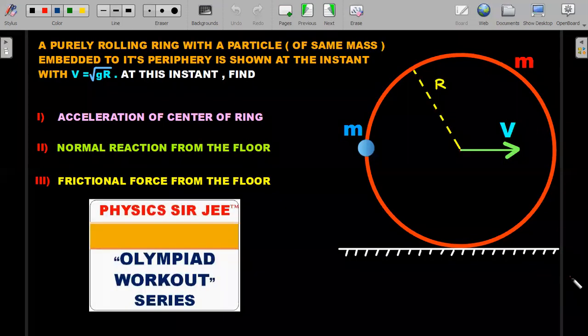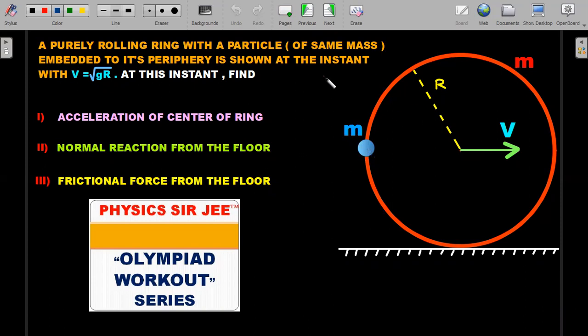This is the problem statement, and there are three questions that we are going to answer at the end. There is a pure rolling ring at an instant, shown with the geometric center's velocity v towards the right, and there is a point mass at this instant on the leftmost point. The mass of the particle and the ring are the same, and the value of v at this instant is square root of gr, where r is the radius. At this same instant, you have to find the acceleration of the center of the ring, the normal reaction from the floor on this system, and the frictional force acting between the floor and the ring.